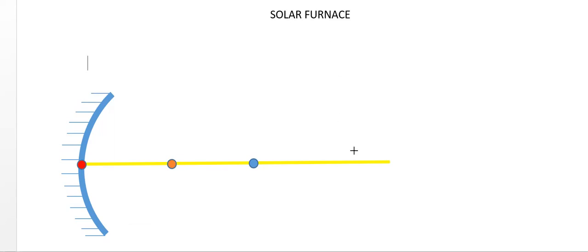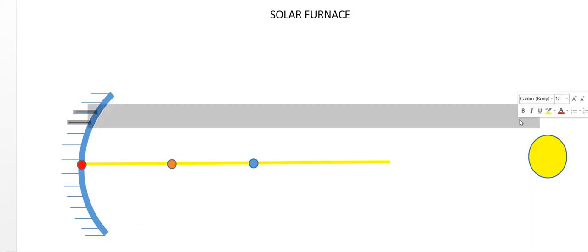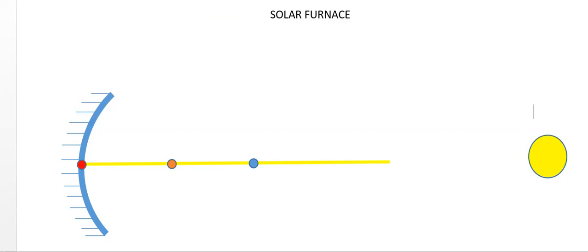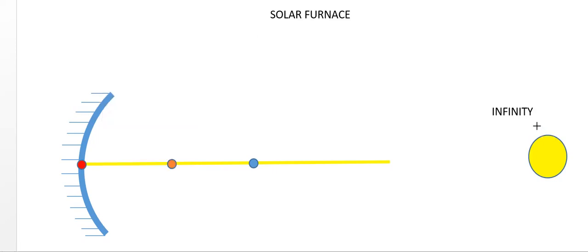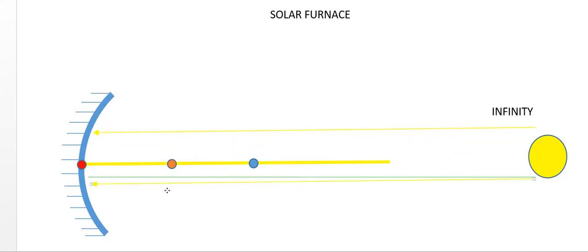So here the word solar means the energy coming from the sun. So here we are assuming that it is a sun, giving it a yellow color. Okay. So the sun is at infinity with respect to the concave mirror. So, the sun rays would be coming like this.